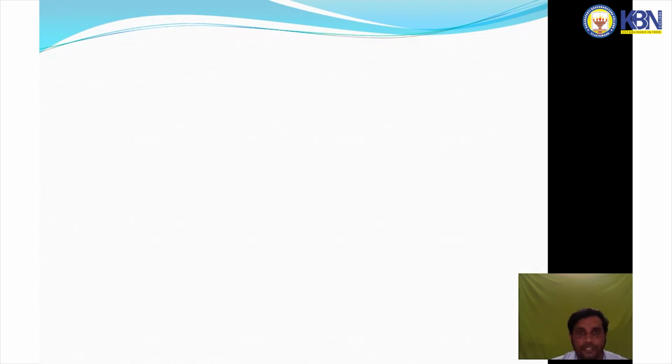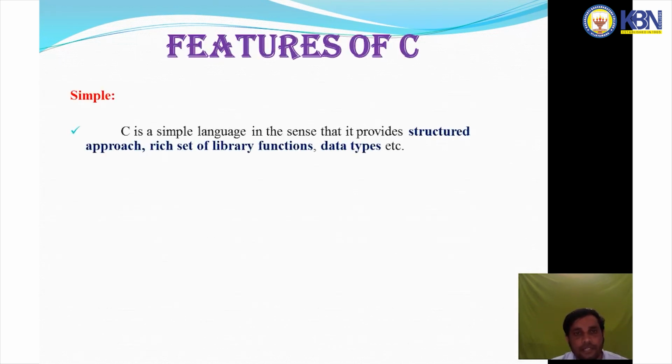So the first feature is simple. C is a simple language because it provides a structured approach and a rich set of library functions like printf and scanf, and there are also different types of data types, etc. These can be used in the programming language.